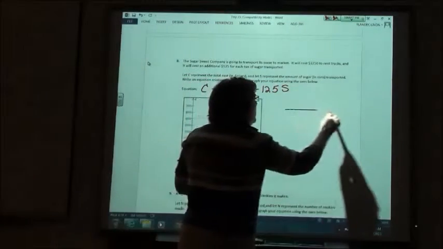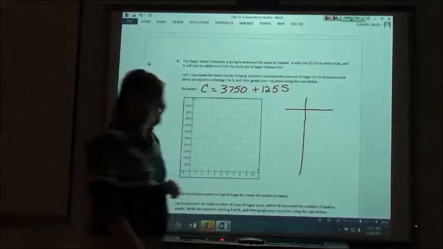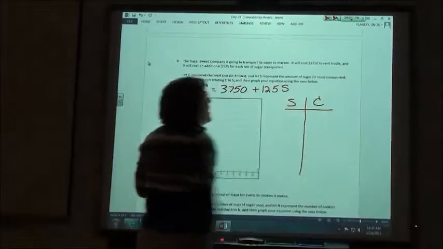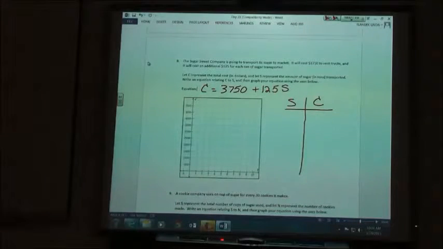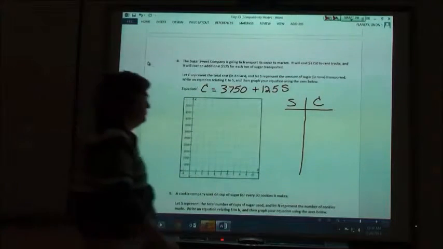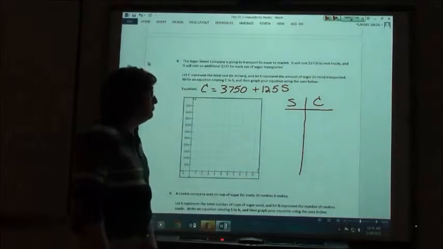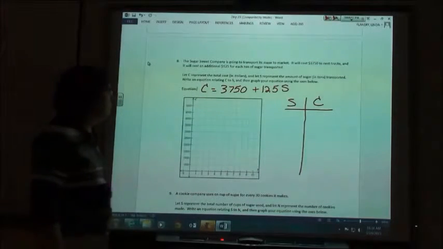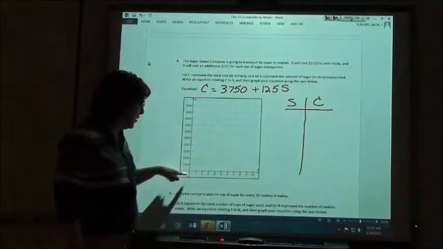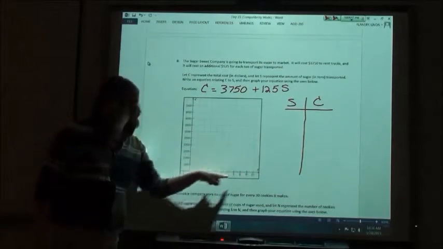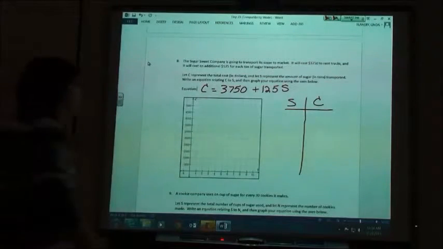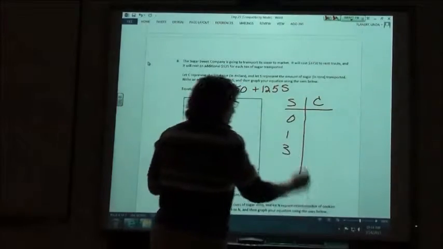When we make our table, what variable are you going to plug in for? S, and your answers are going to be the C's, right? So what number should I put in for S? Think about the bottom axis. What numbers are down there? Easy ones, right? Should we use 0, 1, and 3? Sounds great.